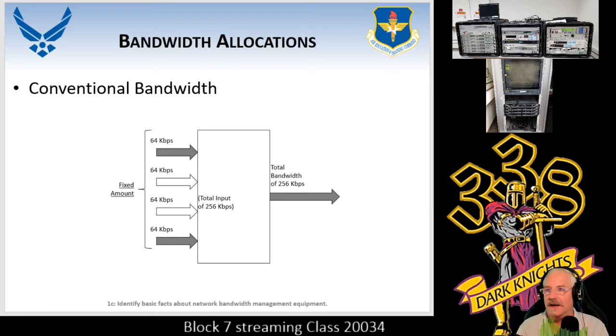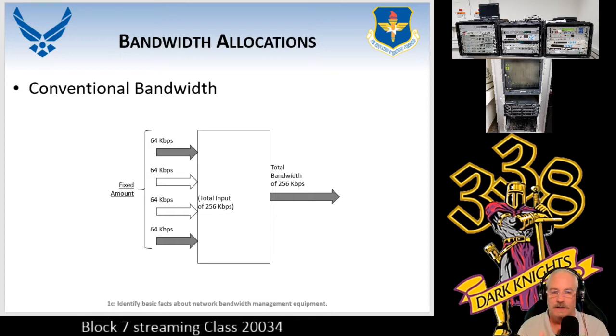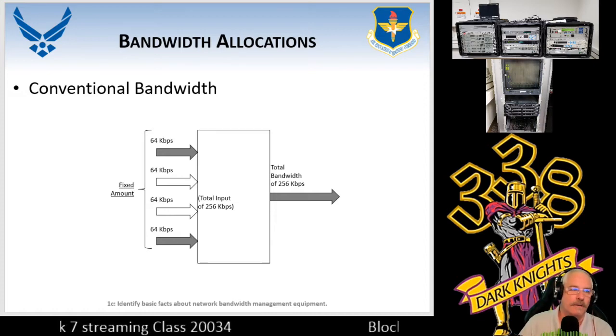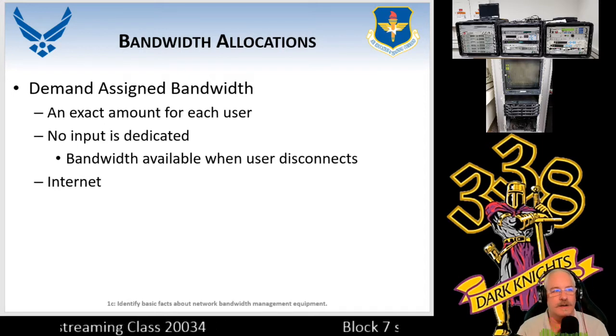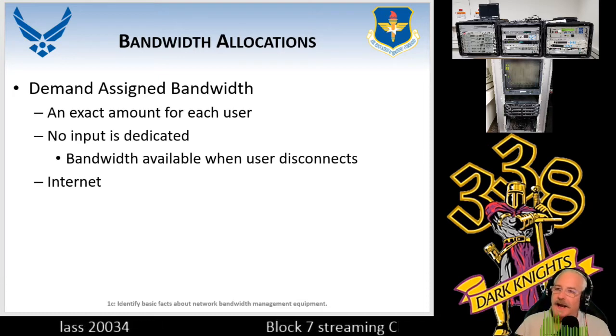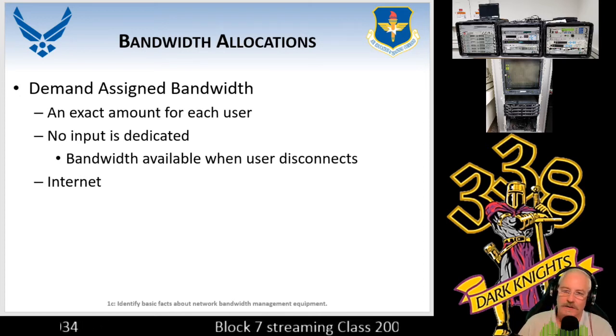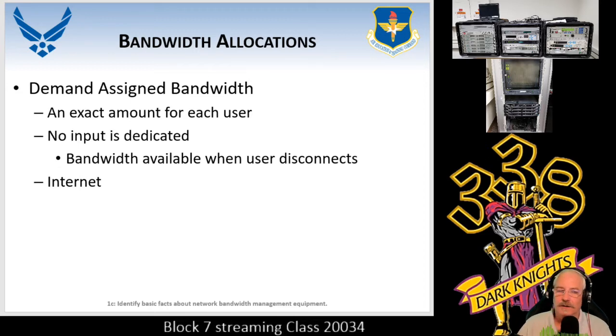Here is an example of how the bandwidth is divided. You'll see that we have 4 channels, grand total of 256. The bandwidth is always going to have 256 regardless if you're using it or not. Next one is called demand assign. Now this one is very easy to understand why it's the internet. Everybody has an exact amount. However, if someone's not using theirs or if there's more allocated, and depending on the traffic, you can use it.